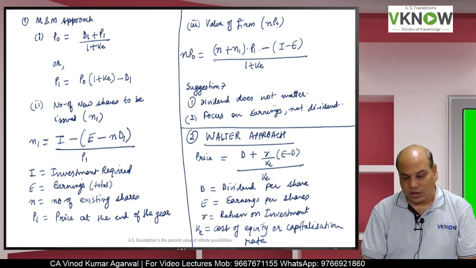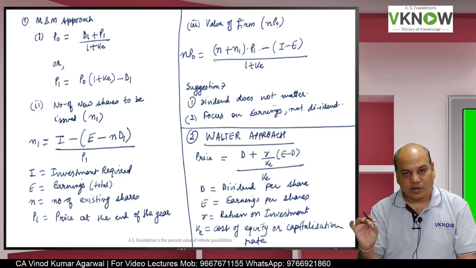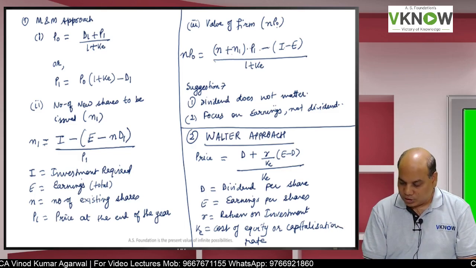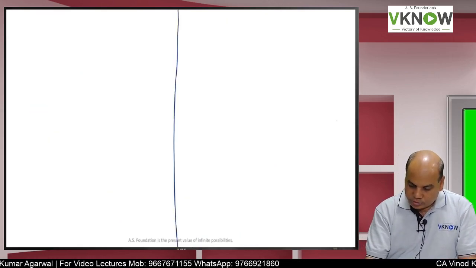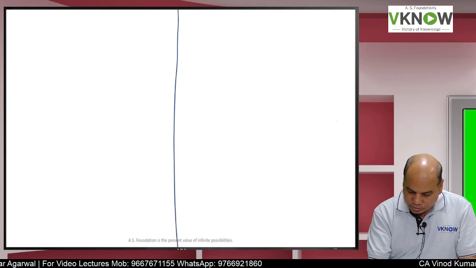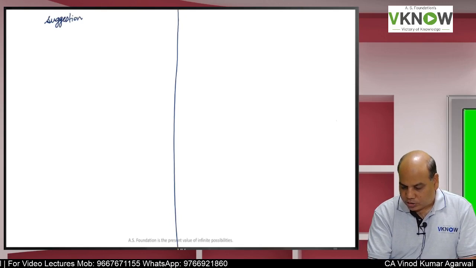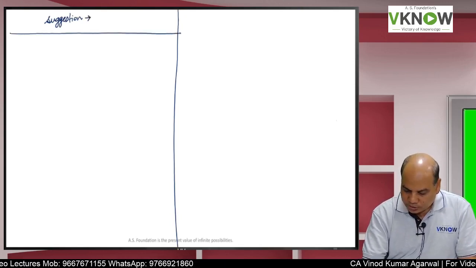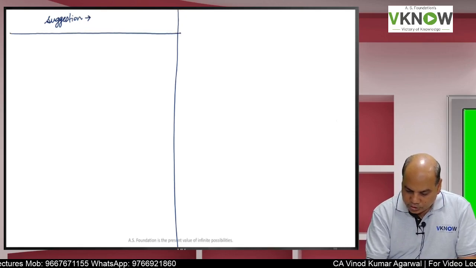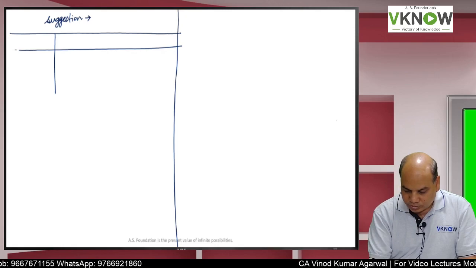In the exam they can ask you to find dividend. So you have to write the equation and find out the missing figure, whatever may be the missing figure. And what is the suggestion or recommendation of the Walter model? The recommendation of the Walter model depends on the relationship between R and K.